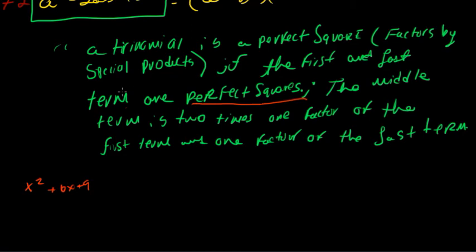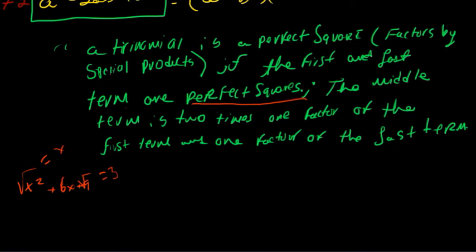Well, let's look for that. Is it a perfect square? My first term, x squared, is a perfect square because the square root of x squared is x. And my last term, 9: the square root of 9 is equal to 3, so that's a perfect square. Perfect, so I'm almost halfway done.